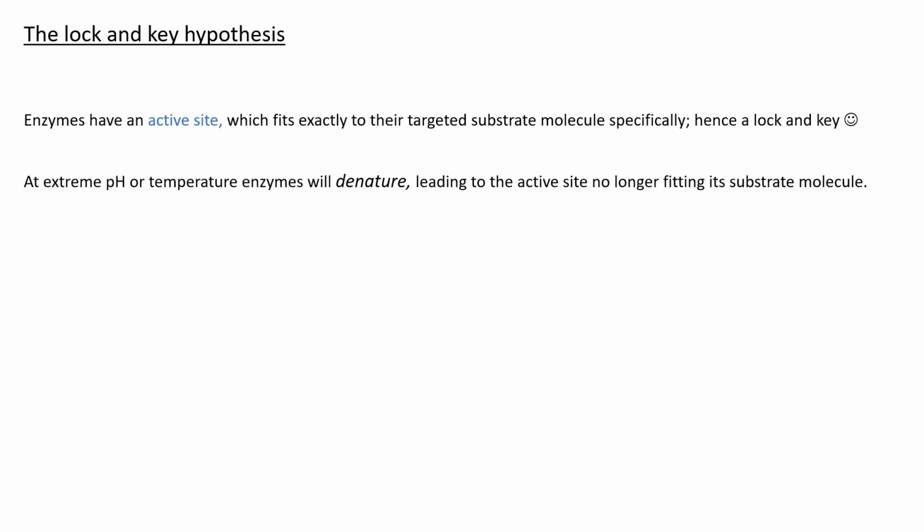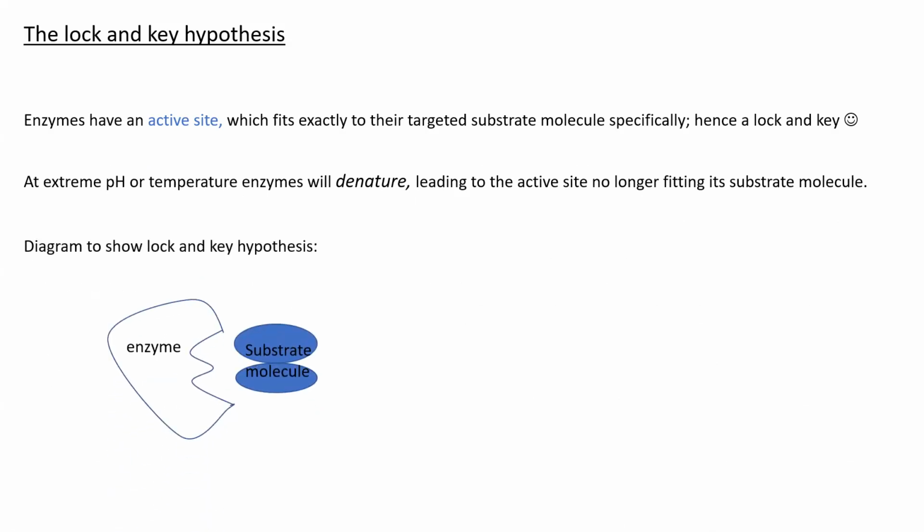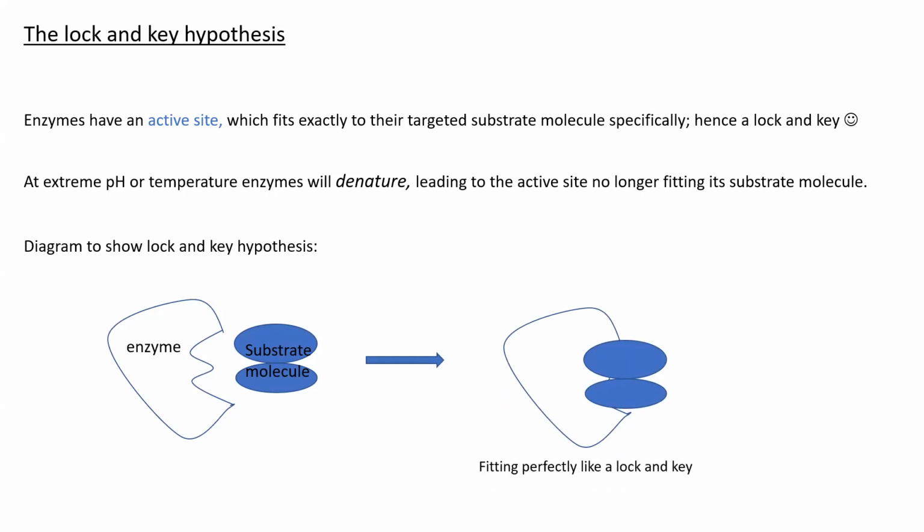In terms of denaturing, this happens at extreme pH or temperatures. When an enzyme has denatured, it leads to the active site no longer fitting its specific substrate molecule. If we look at a diagram to show the lock and key hypothesis, we can see the enzyme and the substrate molecule, which fit perfectly together, like a lock and key.